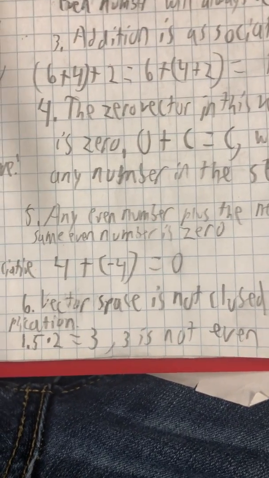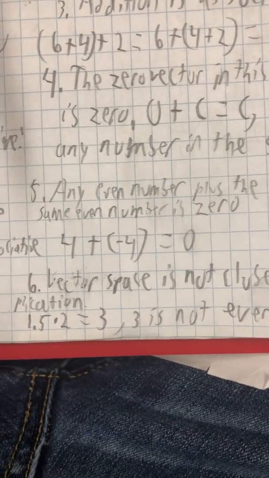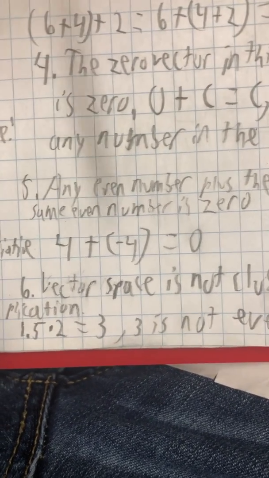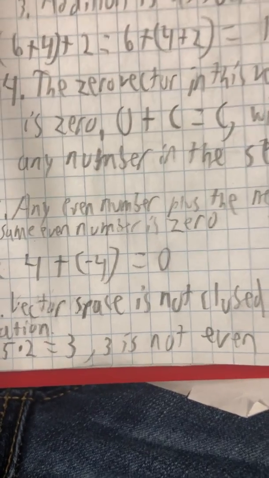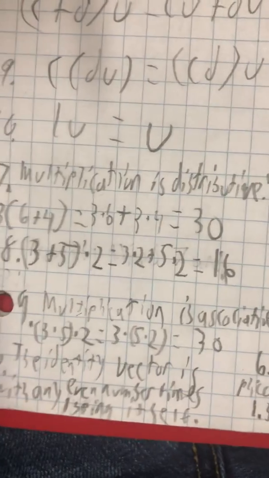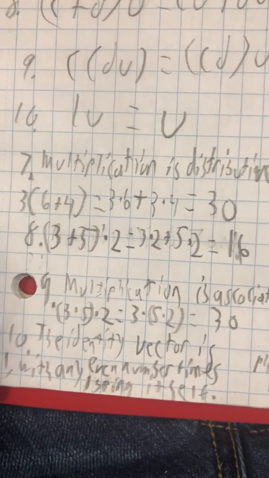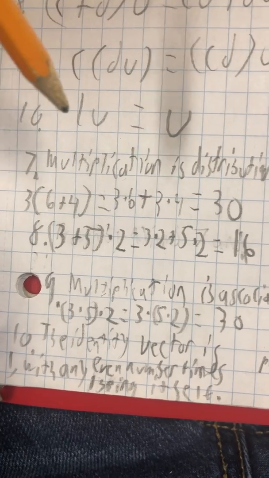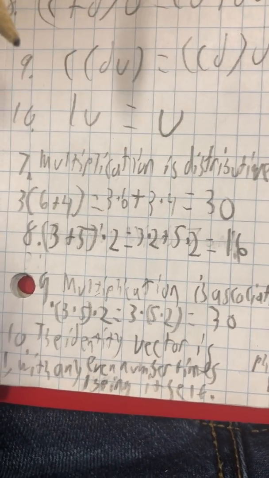So in this case, you can clearly see that is not the case. For example, take 1.5 multiplied by 2, which will get you 3, and 3 is not an even number. So axiom 6 is not satisfied. Axiom 7 is satisfied since multiplication is distributive. In this case, 3 times (6 plus 4) equals 3 times 6 plus 3 times 4, which equals 30.